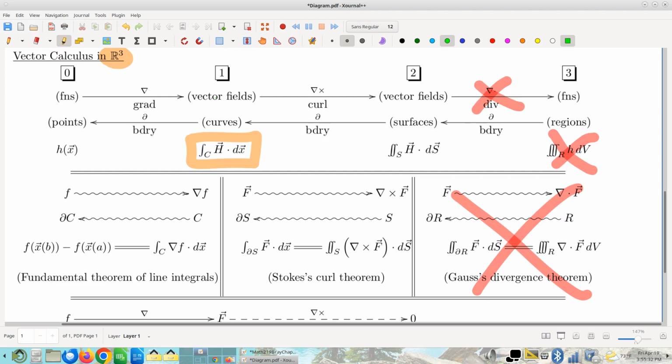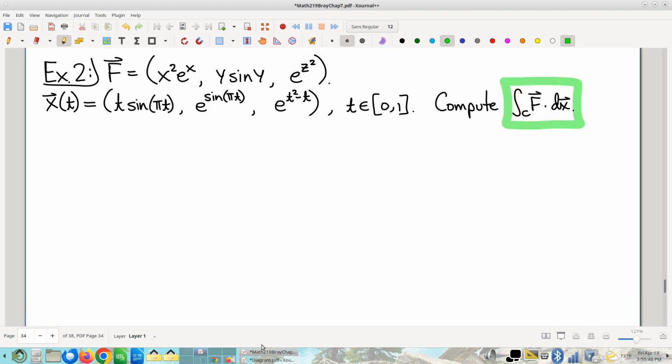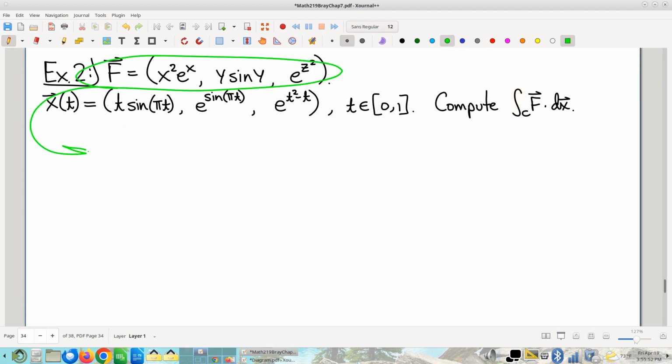Okay, so our vector field, we need to take the curl. Our curve, whatever that is, we're going to need to think about its boundary. The diagram tells us so. So let's do it. Looking at our vector field, we compute the curl, and we get 0. Now that's, again, a bunch of partial derivatives, and I'm going to leave you all to do that.